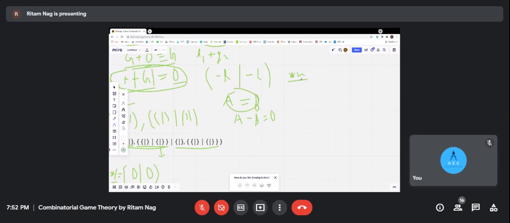In fact, even for infinite games this holds, with a generalization of this, but I'm not going to talk about infinite games now. So the claim is that every finite impartial game is equivalent to star n for some n.